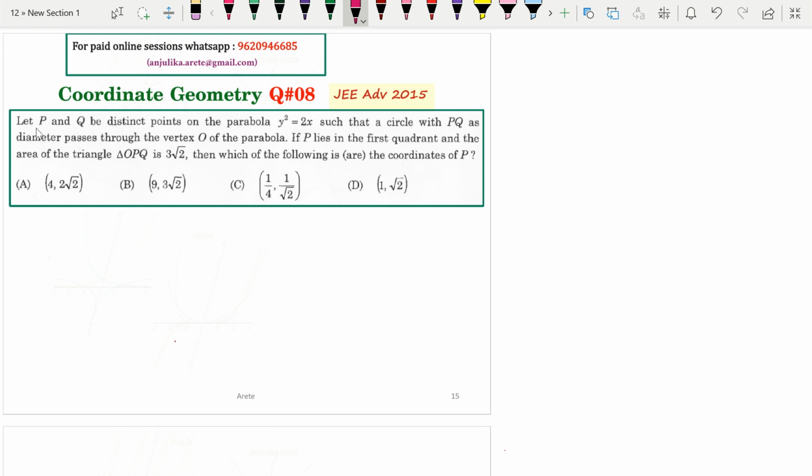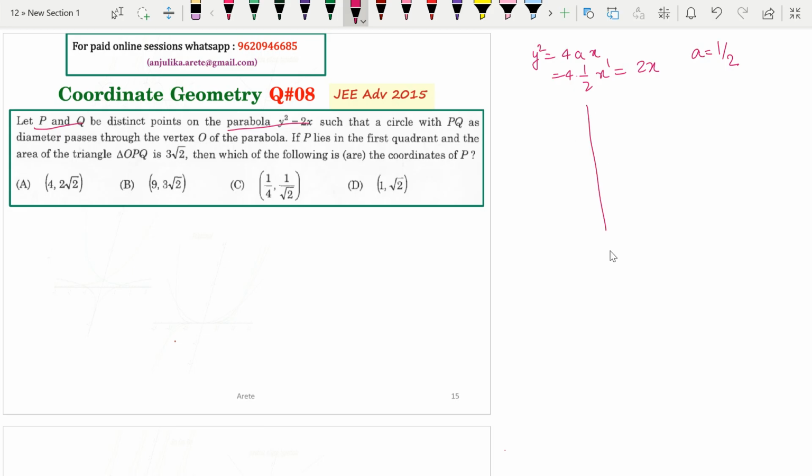Let's see this question. P and Q are distinct points on this parabola. First, they're talking about a parabola. If you compare with y squared is equal to 4ax, your a value is of course half, right? That's how you're getting 2x. So your a value is half, so your focus is (half, 0).